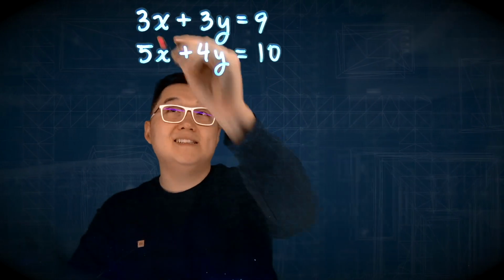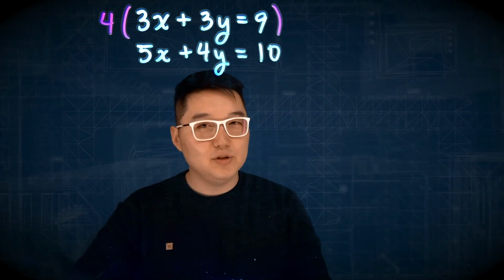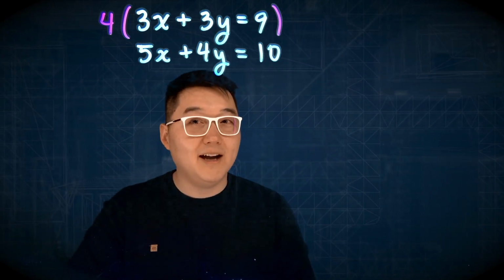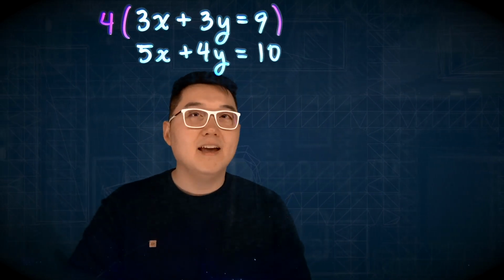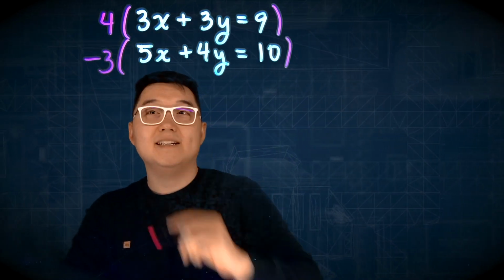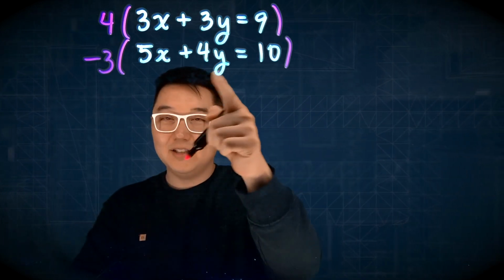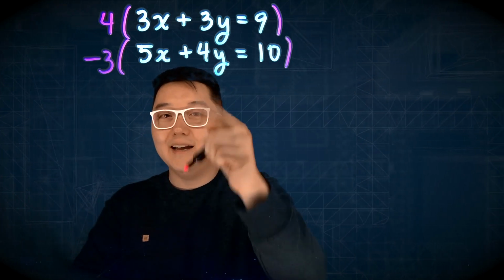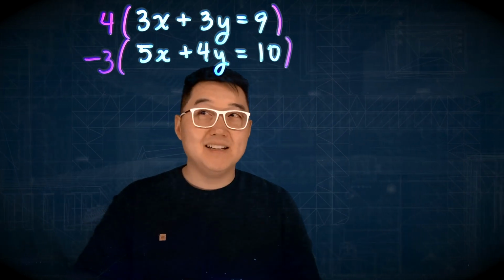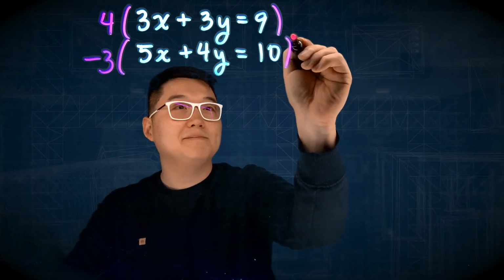Let's multiply the top equation by 4. Now the reason why I want to choose 4 is because I want 4 times 3y, which is 12y. You'll see why in a second. I'm also going to multiply the bottom equation by negative 3. Now the reason why I chose negative 3 is because I want this term, negative 3 times 4y, that gives us negative 12y. Now, do you kind of see why I chose 4 and negative 3? Let's see what happens when you multiply them out.